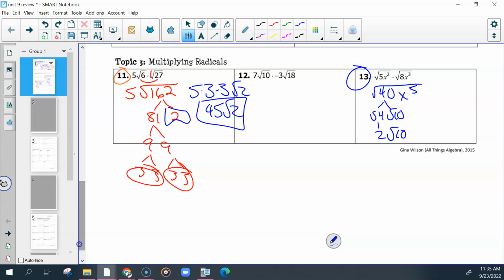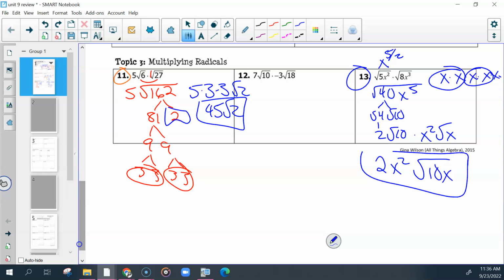And then you can either draw out your x's or do, 2 goes into 5 how many times? Either or. But how many pairs would we have? 2. With 1 left over. So on the outside we have 2x squared. On the inside we have 10x. Questions about that one?